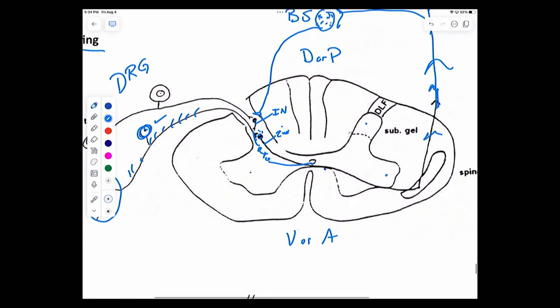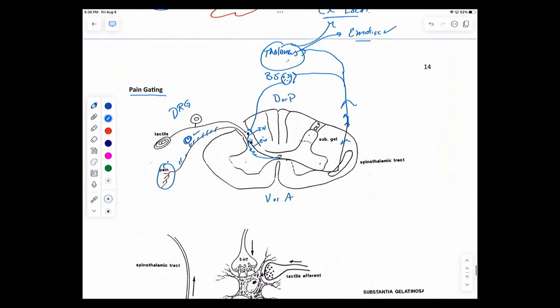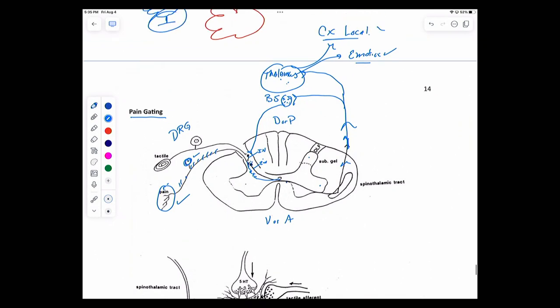So it's a little bit of a loop. You've got pain going on here, it goes up, talks to the thalamus, talks to the cortex, talks to the emotions, you got pain. It also talks to neurons in the brainstem, sends those neurons back down, and basically taps down the signal by working with this interneuron.